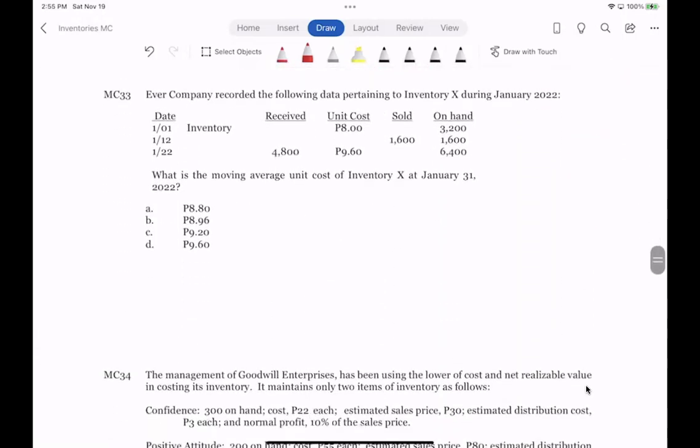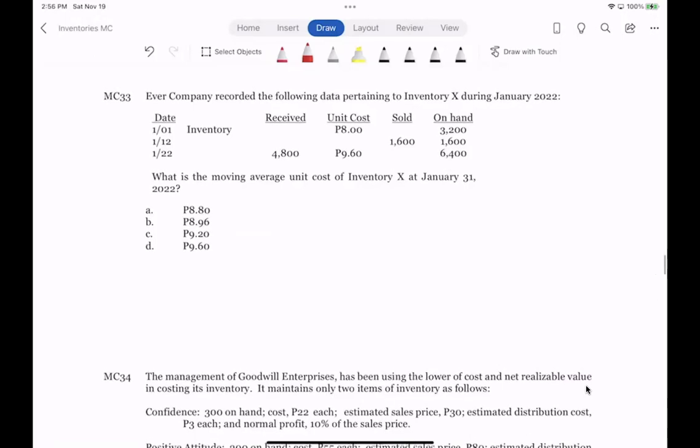Okay, so MC 33. Every company recorded the following data pertaining to inventory X during January 2022. I know that we have already solved MC 33. One of your classmates presented already the computation, but nevertheless, for purposes of your review, this is using moving average, so that means we need to prepare your stock card. So we have the date, received, issued, and balance.